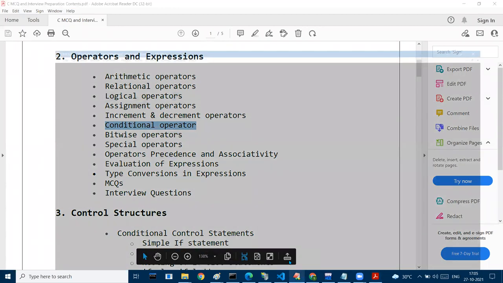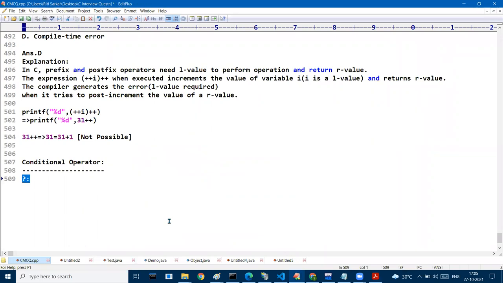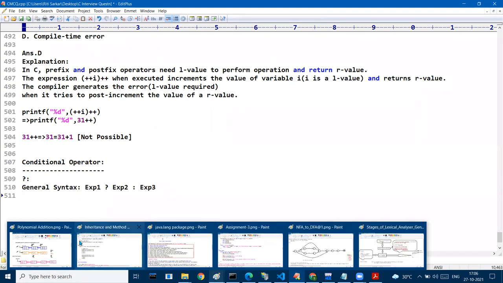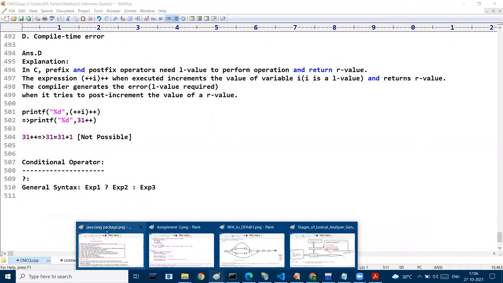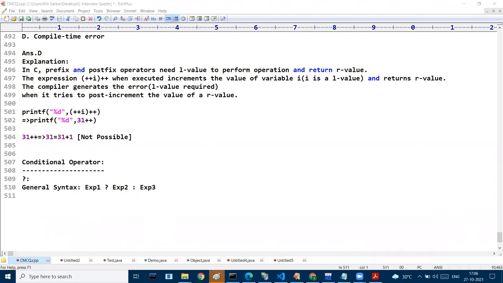Now, how does the conditional operator look? It looks like this: a question mark followed by a colon. This is how the conditional operator looks. Now, what is the working principle, or the general syntax, of the conditional operator? It is expression one, question mark, expression two, colon, expression three. Now, what is an expression? An expression means it has operands and operators associated with it.